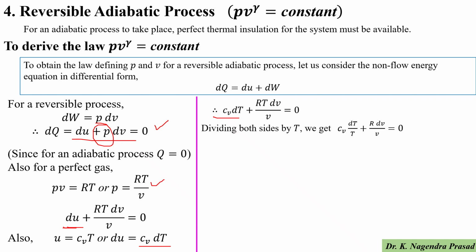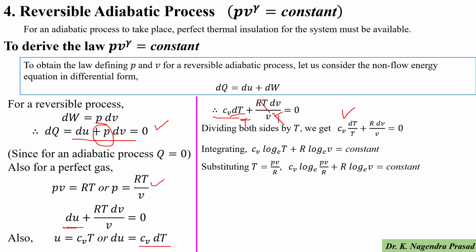Next we divide both sides by capital T, then we get Cv dT divided by T plus R T dV divided by T into V, where T and T cancel. Then this equation becomes Cv dT divided by T plus R dV divided by V equal to 0. Next we integrate both sides. Then Cv log base e T plus R log base e V equal to a constant.